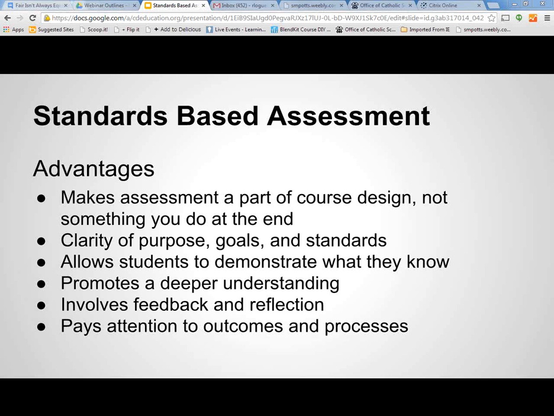It gives you a clarity of purpose and goals and standards. Like I mentioned, I had a teacher just a bit ago say, you know what, I've never heard of the standards. How do you know what to teach if you're not working towards that? So you have a clarity of purpose. What are you going to do? Well, I have these specific standards. Here's what students are going to learn. It gives you that. It allows students to demonstrate what they know.